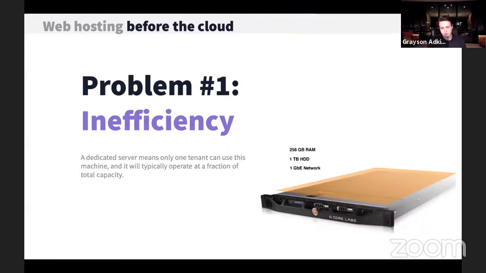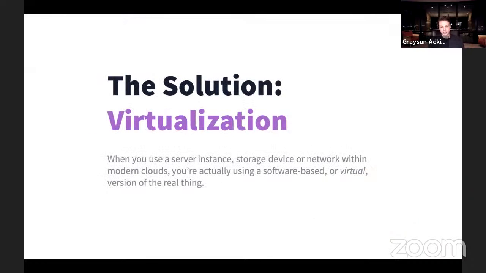This picture of the server over here, let's say, for example, has 256 gigabytes of RAM, a terabyte of hard drive space, and a gigabit network adapter. So a very beefy machine. The problem with a dedicated server is that only one tenant can use this machine at a time, and it's typically going to operate at only a fraction of its total capacity. So obviously, there's a lot of expense and a lot of wasted compute power on this server. So the solution is virtualization.